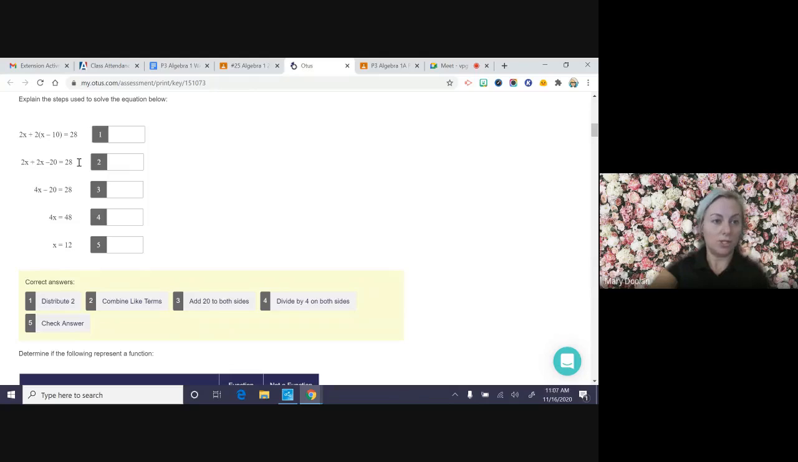Second step, what do I do to go from this line of the equation to this line? Well, it looks like what's changed is 2x plus 2x turns into 4x. That would be combining like terms. Number 2, combine like terms. Next, to go from 4x minus 20 equals 28 to 4x equals 48, I no longer have this minus 20, and the 28 changed to 48 because we added 20 to both sides. Number 3, add 20 to both sides. The next step, 4x equals 48, divide by 4 on both sides. The last step, check answer. Okay.